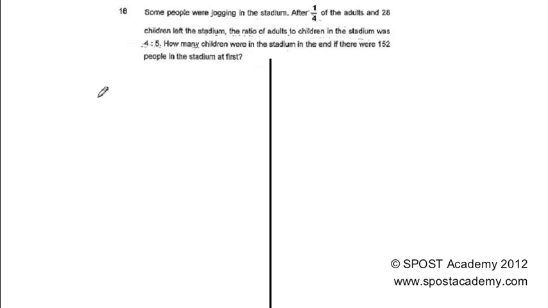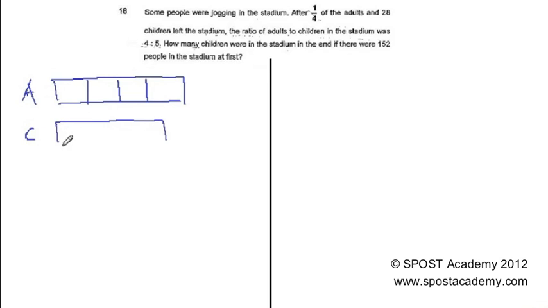draw the model for this. Adults: there were supposed to be 4 units. 1, 2, 3, 4. And children, we are not sure how big the units are, so we just do a rough guide like that. Okay, so it's saying that 1 unit of the adults has left. So 1 unit has left and 28 of the children have left. So I just do this. I do not know how big 28 is, but I just estimate. So this is 28 that have left.